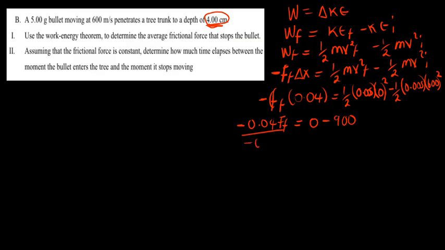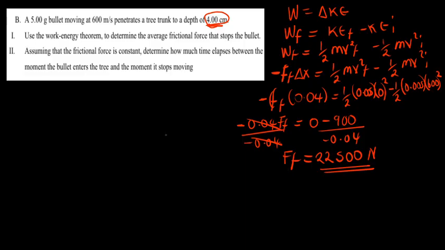So after finding the answer to be 900, what do you do? I'll divide that by 0.04. Why am I doing that? I'm calculating the friction force. So the friction force, I'll divide that by 0.04. So my answer is 22,500 newtons. That's the friction force which they're looking for.